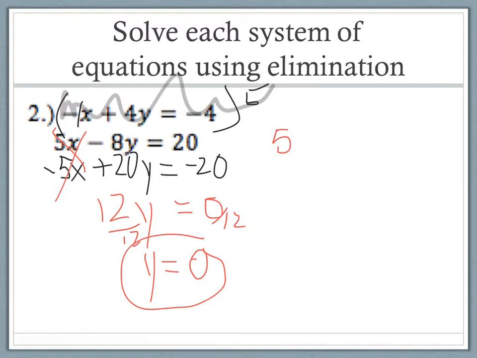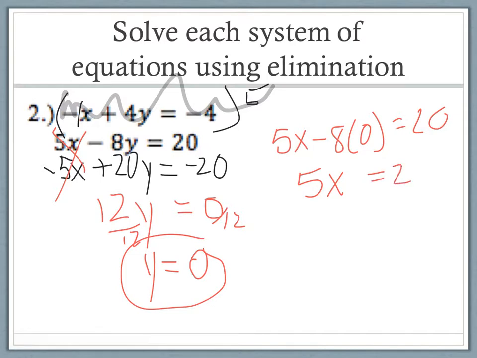So I have 5x minus 8 times 0 equals 20. You could plug it in the top if you wanted to, but I wanted to work with the positive 5x instead of the negative x. So that'll be 5x, 8 times 0 is 0, so I don't need to put anything, equals 20. Divide by 5, x equals 4.